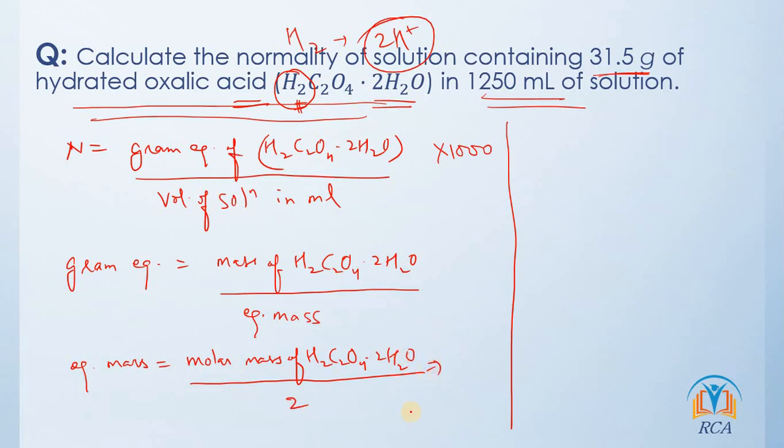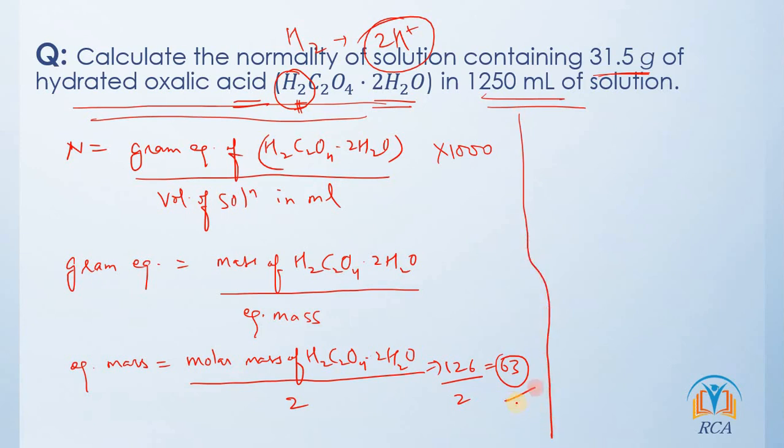What is the molecular mass of H2C2O4.2H2O? If you calculate the entire thing, that will come out to be 126. That is the molecular mass upon 2. That means what is the equivalent mass of the solute? The equivalent mass of solute is 63.